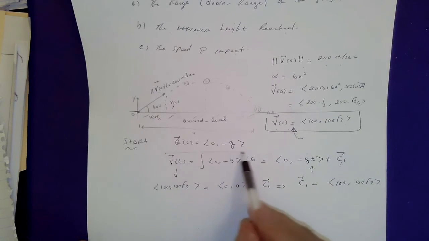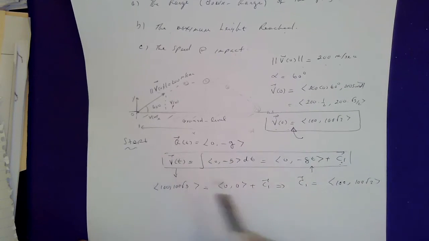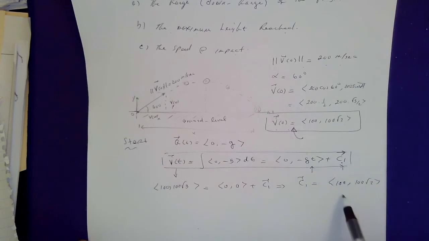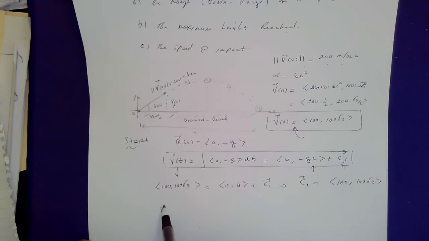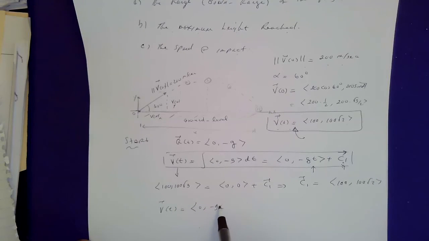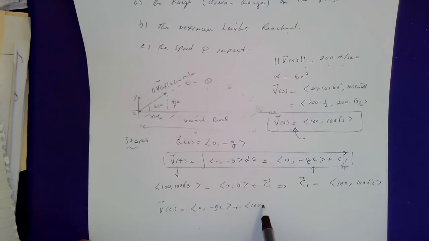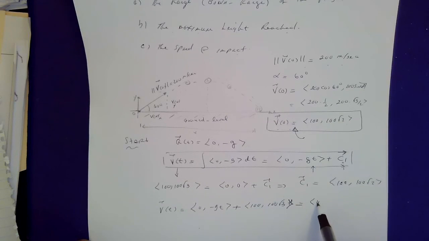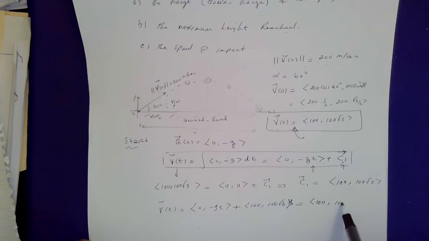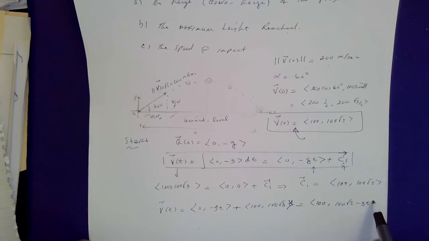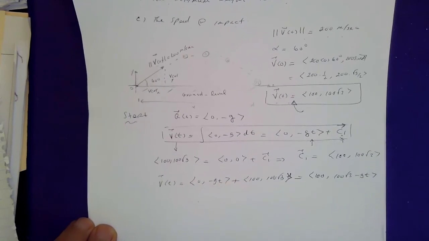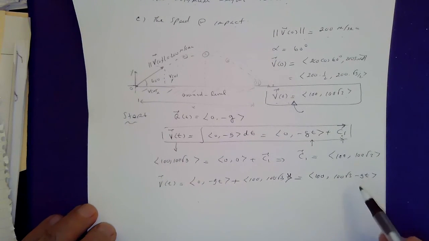Then in this equation right here, I'm going to go back to that equation and replace this c1 with this vector. So I'm going to get the velocity vector equal to 0 minus gt plus 100, comma, 100 square root of 3. So if you add these up, you get 100, comma, 100 square root of 3 minus gt. So that's your velocity, and this would be so many meters per second.